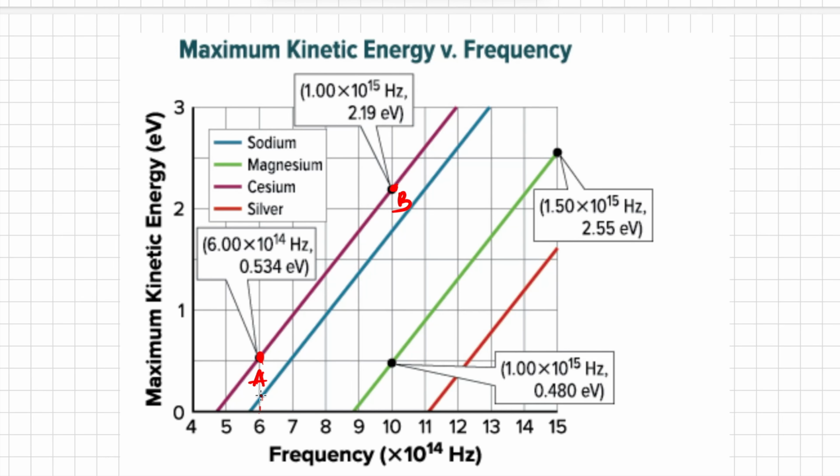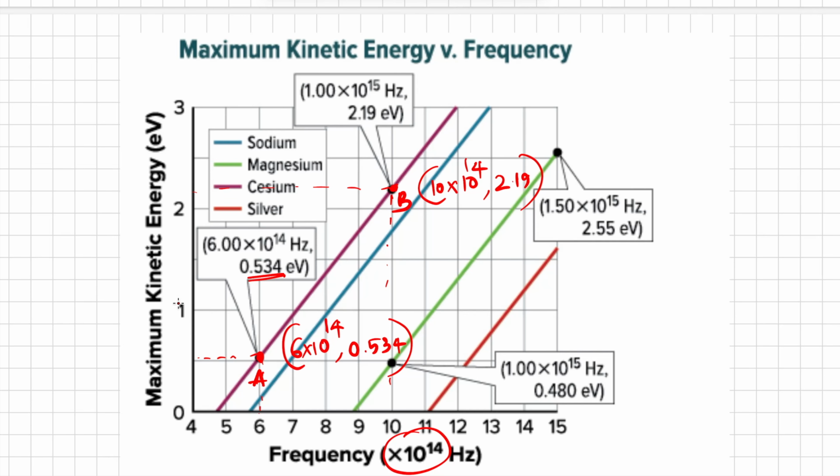So this point on the x-axis is 6 times 10 to the power of 14. It's 6, but you need to multiply with 10 to the power of 14. 6 times 10 to the power of 14, comma, on the y-axis it is 0.534. It's directly given, 0.534 electron volt. Not writing the units here. Okay, and point B is 10 times 10 to the power of 14. That's the x coordinate. 10 times 10 to the power of 14, comma, 2.19 electron volt. That's the y coordinate.